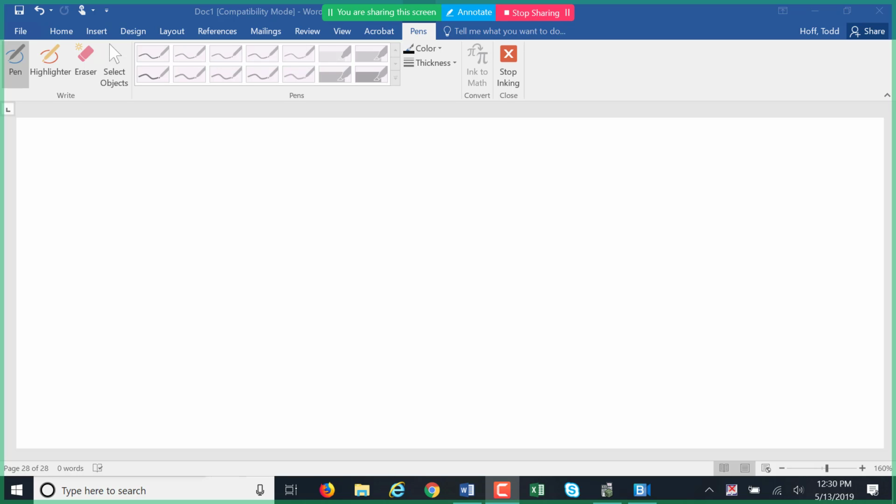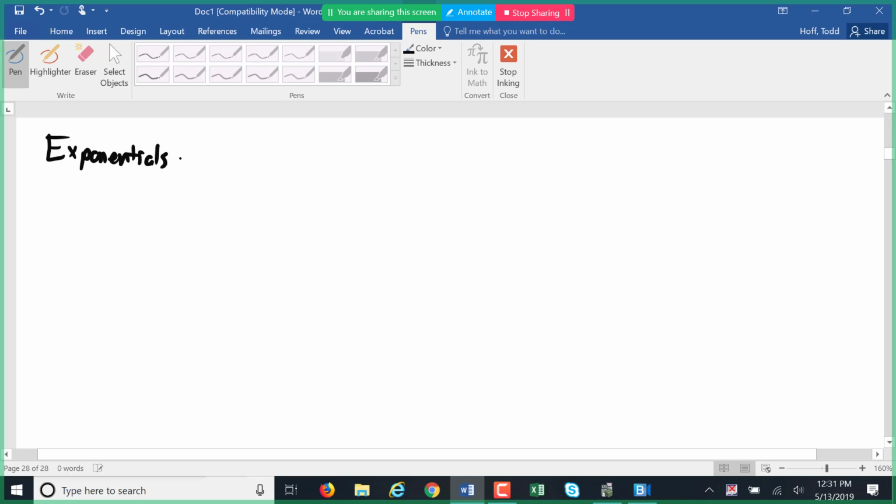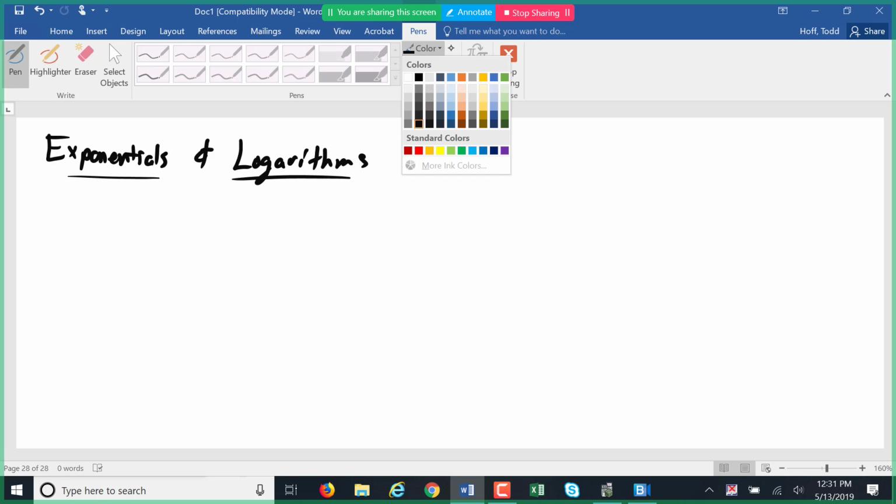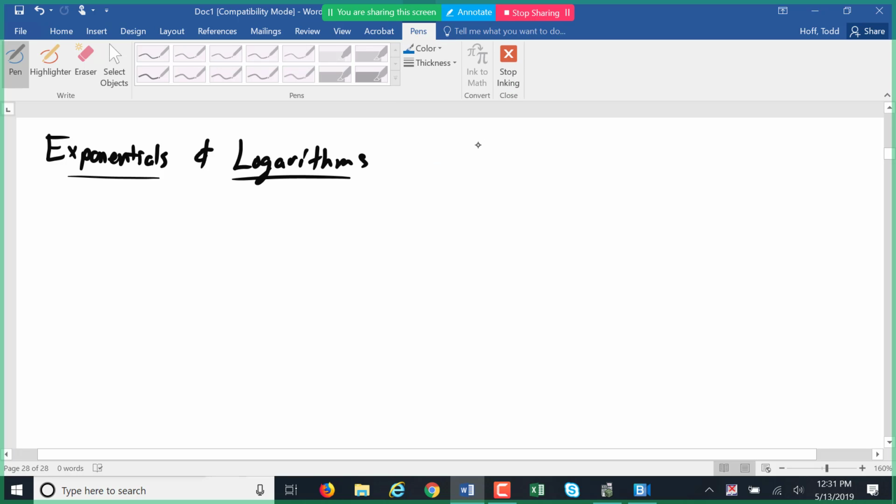We've been talking about exponentials and logarithms, and how they are inverses of each other. So today we want to take a look at solving equations that include exponentials or logarithms. We're going to start off with the exponentials.